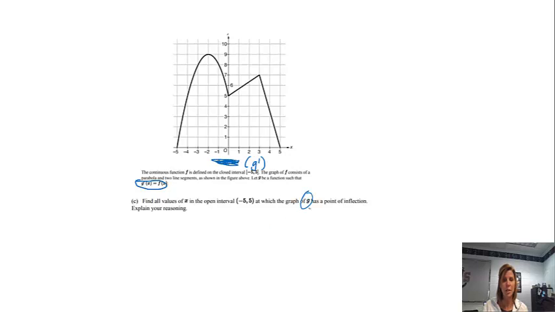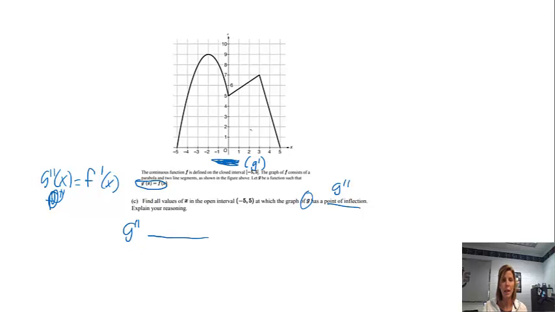Okay, points of inflection. We know for points of inflection we need to check g double prime. So I'm going to make myself a g double prime chart. And a lot of times the people reading your paper want to know how you are connecting g and f. So g double prime is going to equal the derivative of this graph, which is actually f prime. So I'm just going to make that connection.